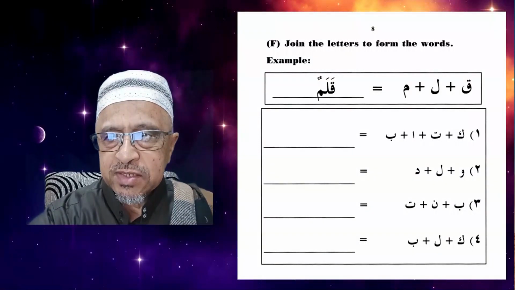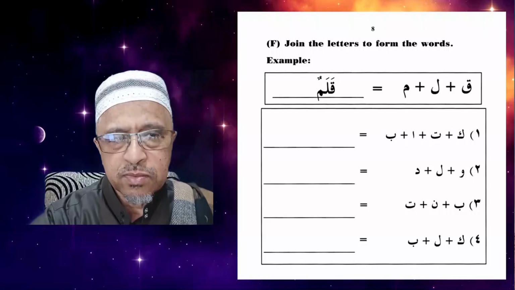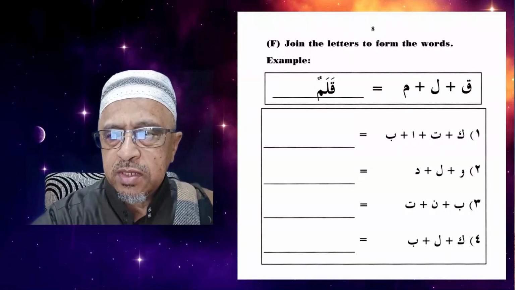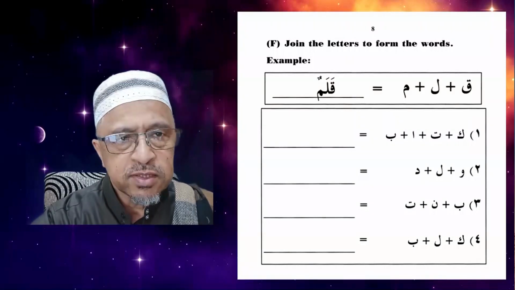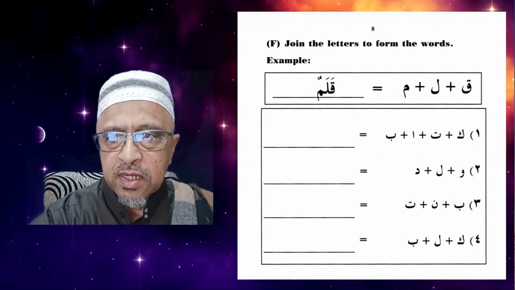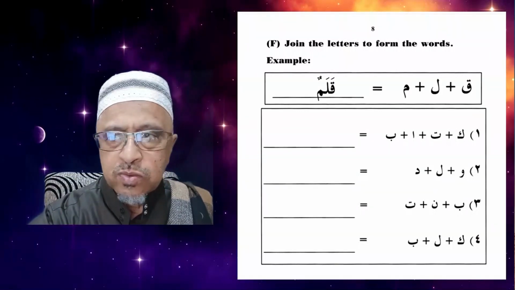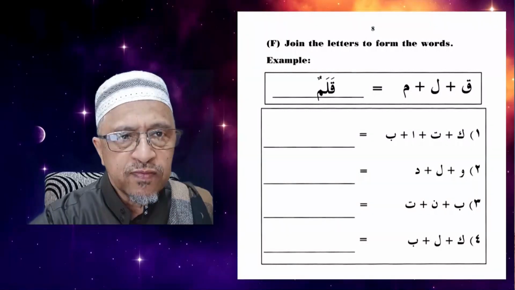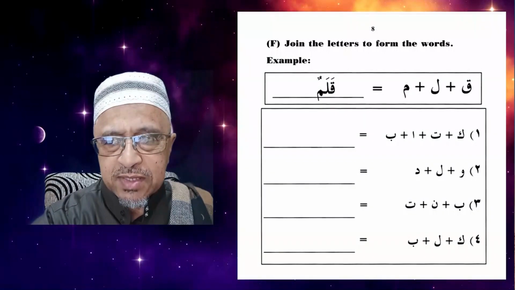So now we're looking at page 8, and here we have an exercise. Join the letters to form the words. So join again is what? It's, well, similar to link. So we can say sil. And the letters is al-huruf. To form words. Words are kalimat. Right? So sil al-huruf litukawwin al-kalimat. To form al-kalimat.